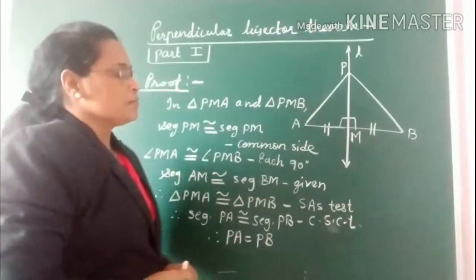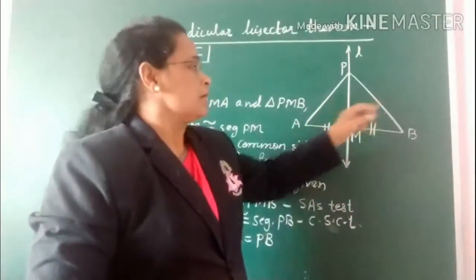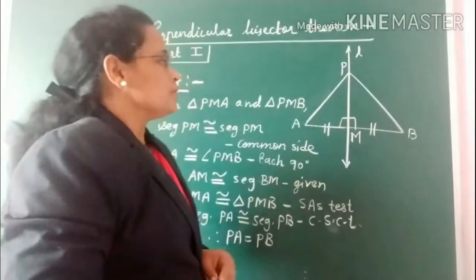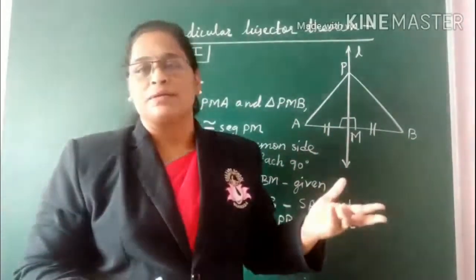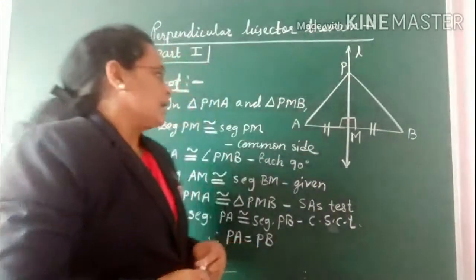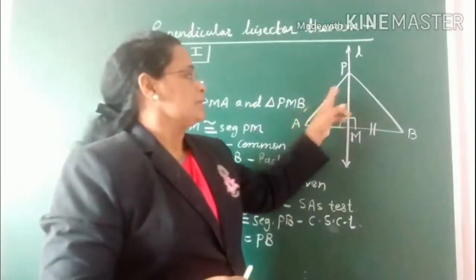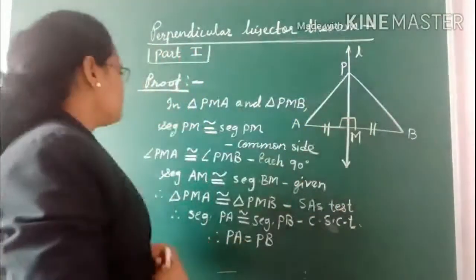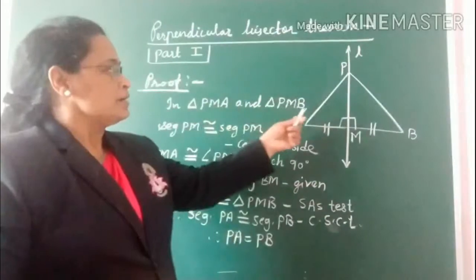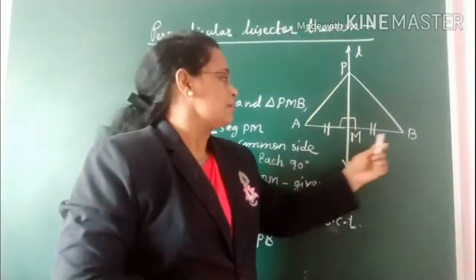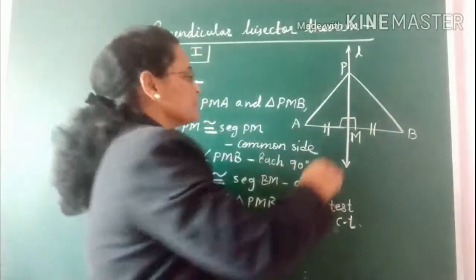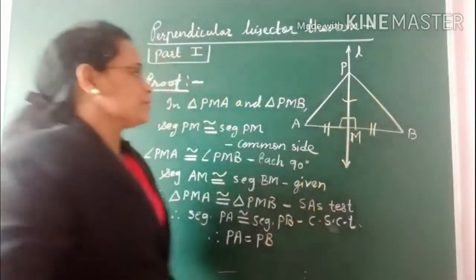So here because of the construction, that is PA and PB we have joined, we get two triangles. We have to prove that both the triangles are congruent, and then by CSCT we can prove PA is equal to PB. So let's see. In triangle PMA and PMB, here we can see segment PM is congruent to segment PM.